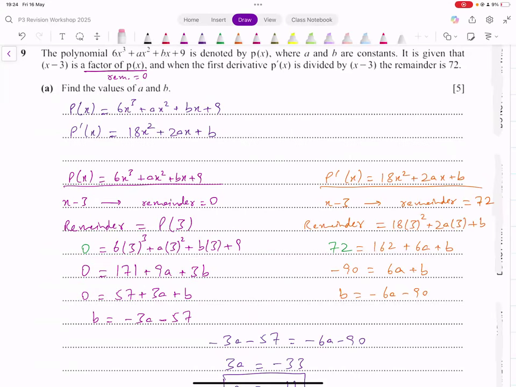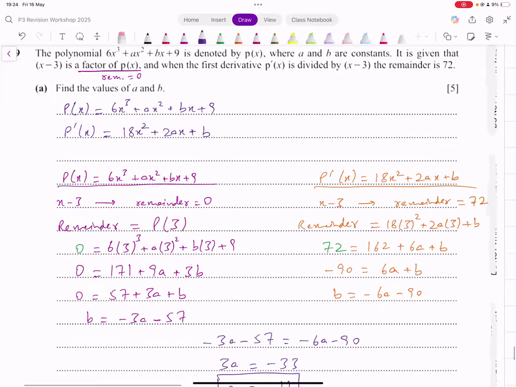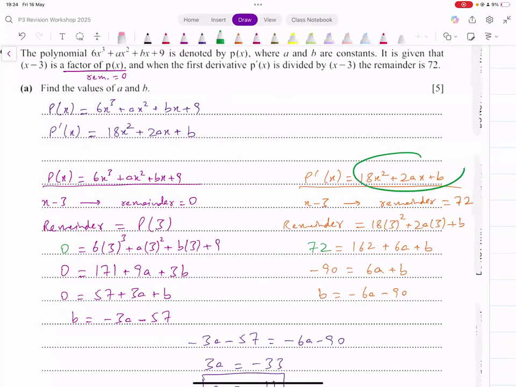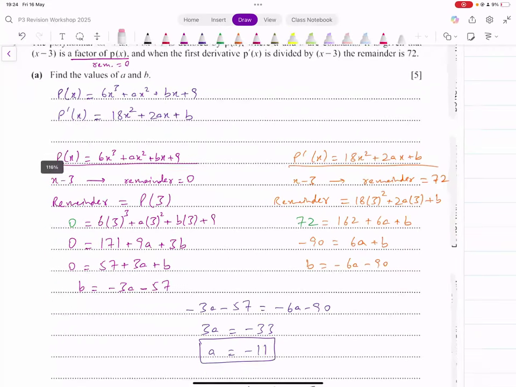The second thing is for the derivative. They're saying the derivative, so that's this. When this is divided by x minus 3, the remainder is 72. Again, we put x minus 3 equal to 0. That gives us x equal to 3. We input x equal to 3 in this polynomial and we equate that result to 72, and that gives us another equation. Solve them simultaneously, and you get the values of a and b from that.